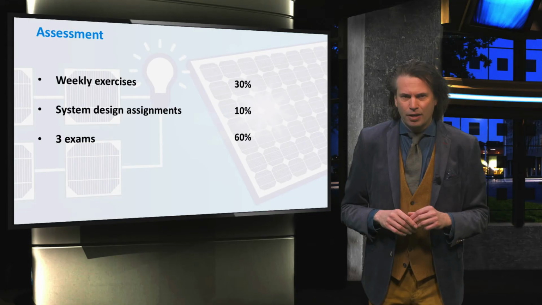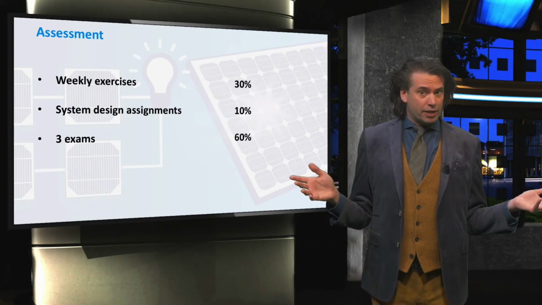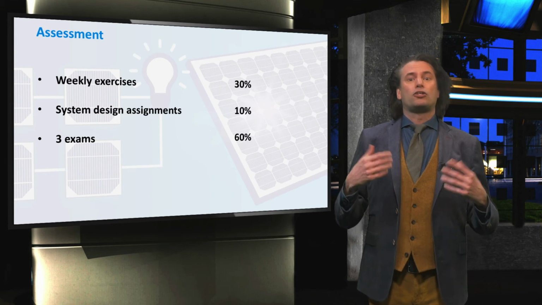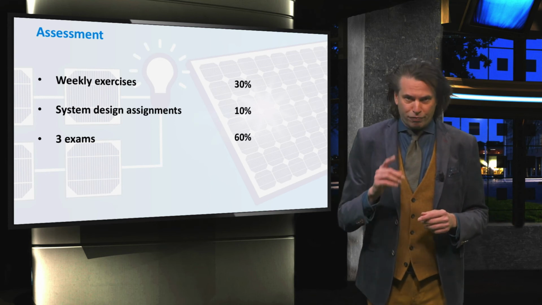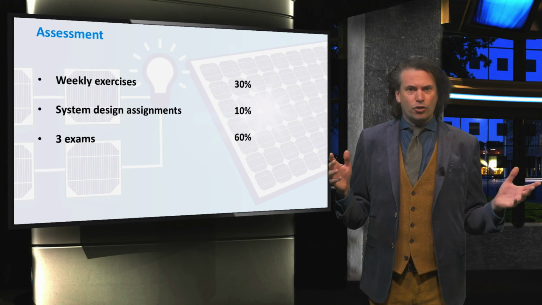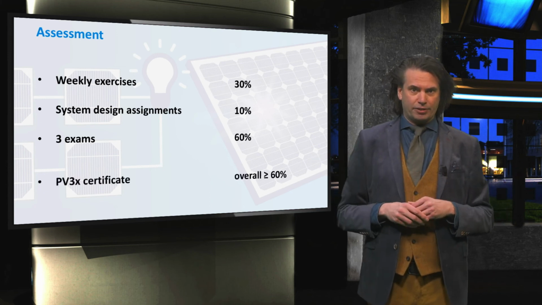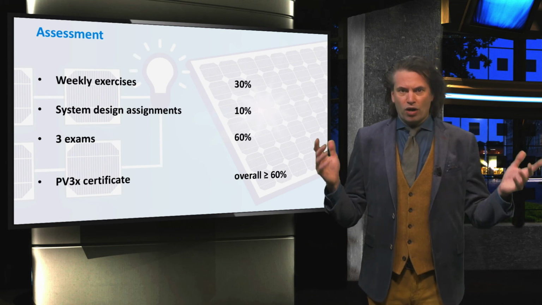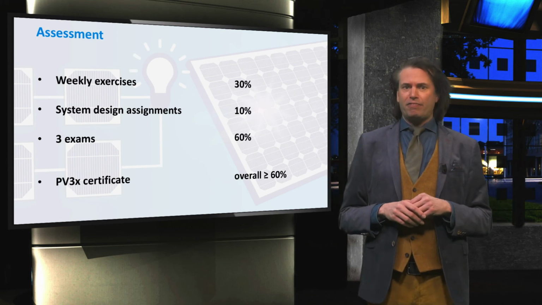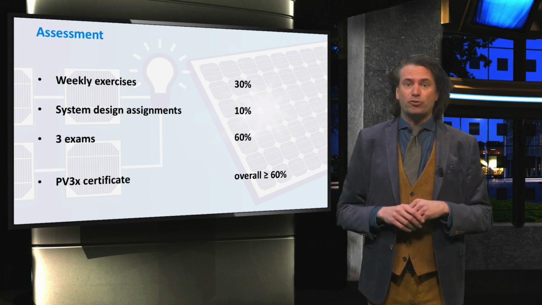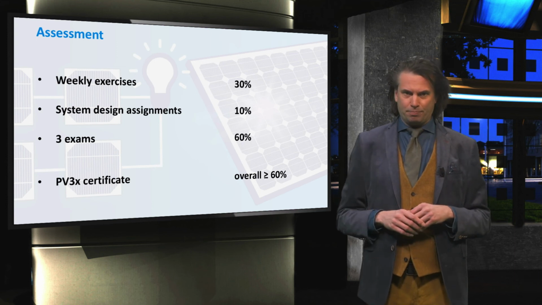Each week will have one system design assignment, which in total counts for 10% towards your final grade. All the weekly graded assignments combined count for 30% towards your final grade. There are a total of 3 exams in the course which count for 60% towards your final grade. You can qualify for the PV3X verified certificate by achieving a minimum final score of 60%.